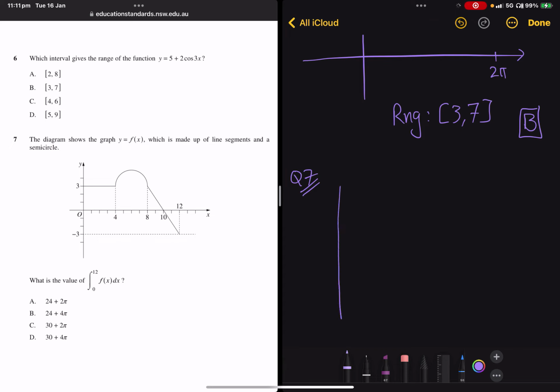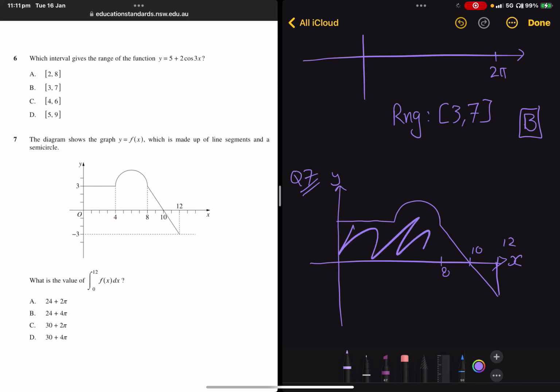Many students get fooled by these kinds of questions. They tend to think that this actually involves integration, which it does not. This is just looking at areas. So we have a line here, we have a semicircle here, then we have a line down here. This is 12, this is 10, this is 8. So immediately we're looking for all of this, but the bit below the axis is negative.